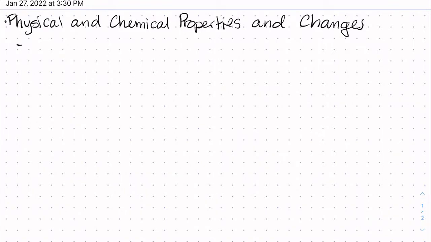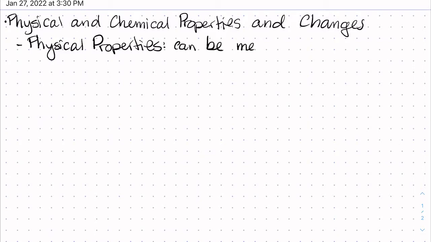In this video, we're going to be talking about the difference between physical and chemical properties as well as physical and chemical changes. So we'll start off with properties. Physical properties are those that can be measured or observed without altering or destroying the sample.